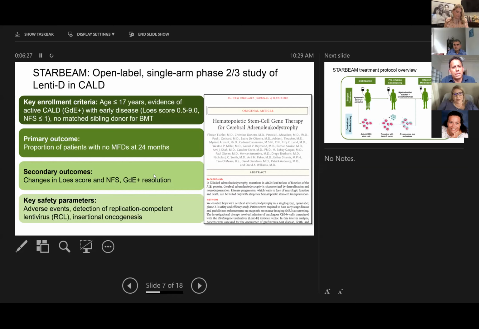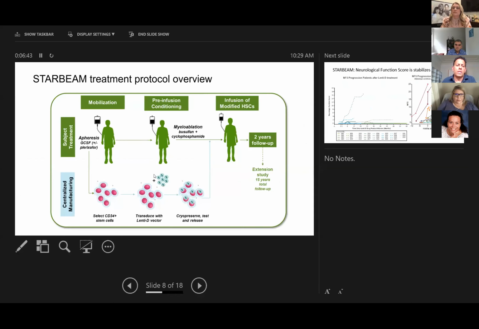We looked at their major functional disabilities. We looked at their MRI progression, and importantly, because this was a first gene therapy trial, we were interested in safety and have been monitoring for insertional mutagenesis. How is ex vivo gene therapy performed? Just a brief diagram to illustrate this.